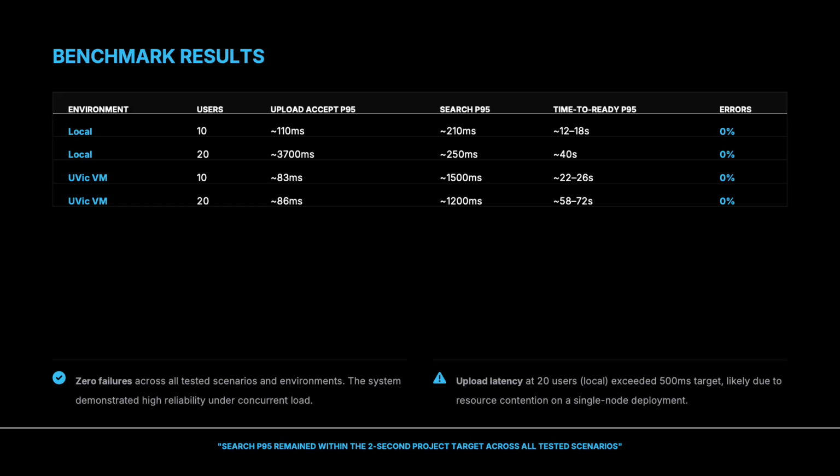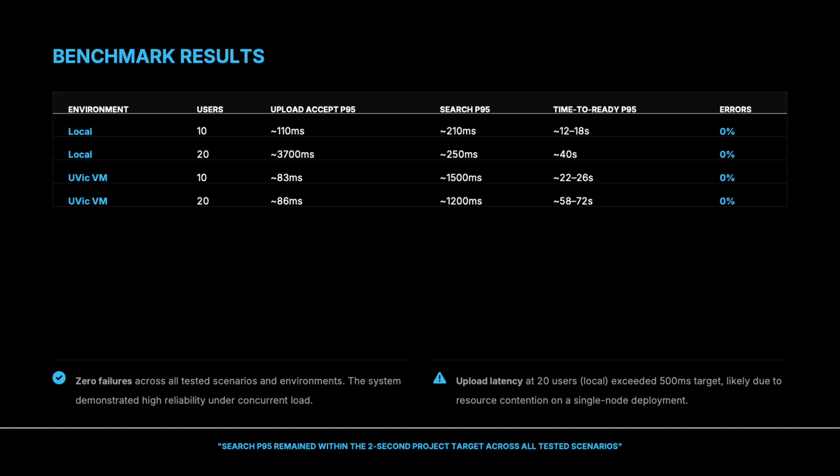Here's our benchmark summary across both environments at 10 and 20 concurrent users. In terms of reliability, we observed 0 failures across all tested scenarios. For search latency, the VM results were slower than local, but still remained within 2 seconds at P95. Locally, search remained much faster, staying around 100 milliseconds, a few hundred milliseconds, even at higher concurrency.